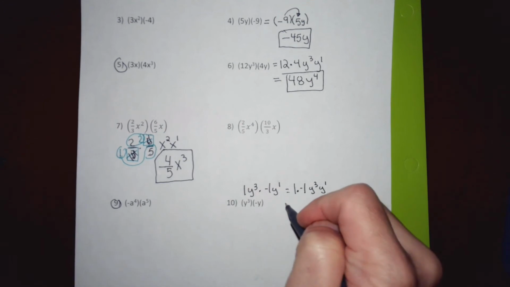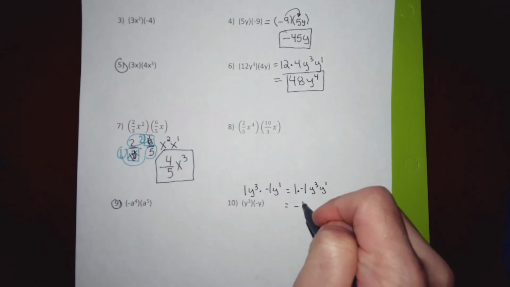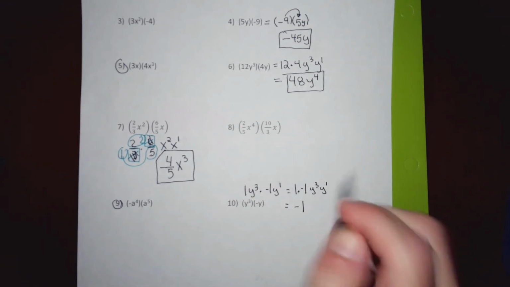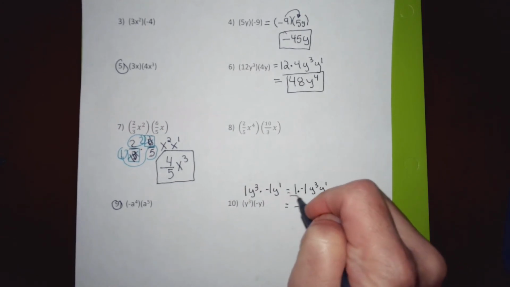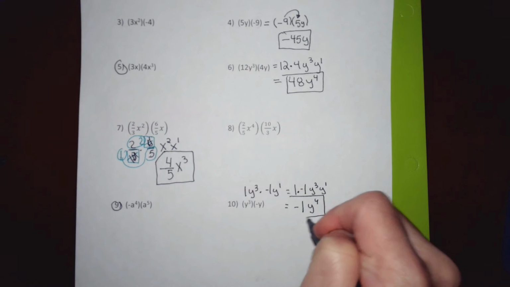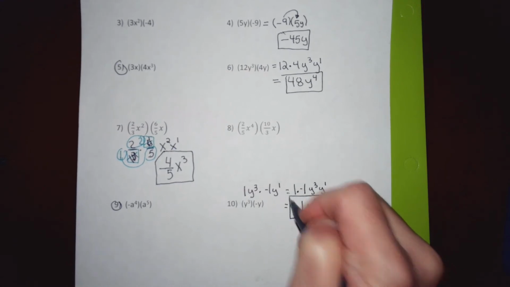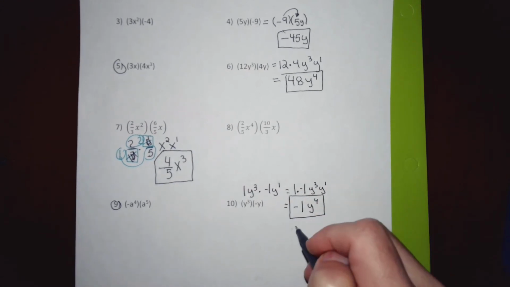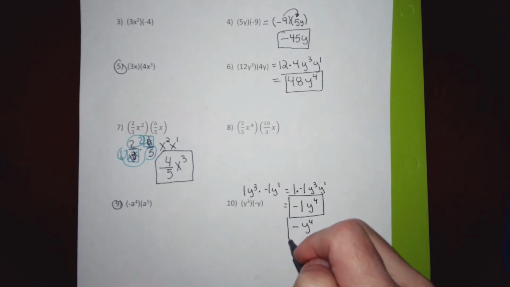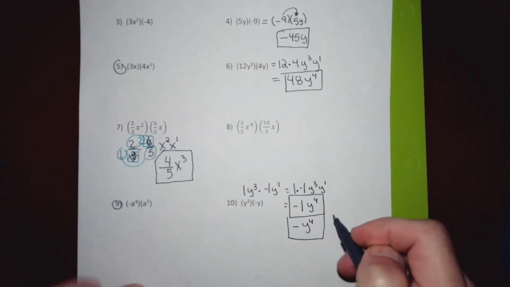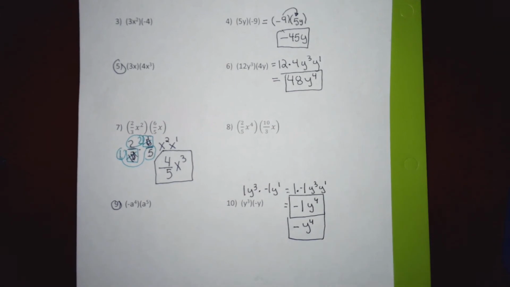1 times negative 1 is equal to negative 1, so the coefficient of my answer is going to be negative 1. And if I add the exponents on the y's, I get y to the fourth power. This is a completely acceptable answer. I kind of like this answer, but it would equally be okay to just write negative y to the fourth, if you have a negative sign preceding a variable with the 1 implied.